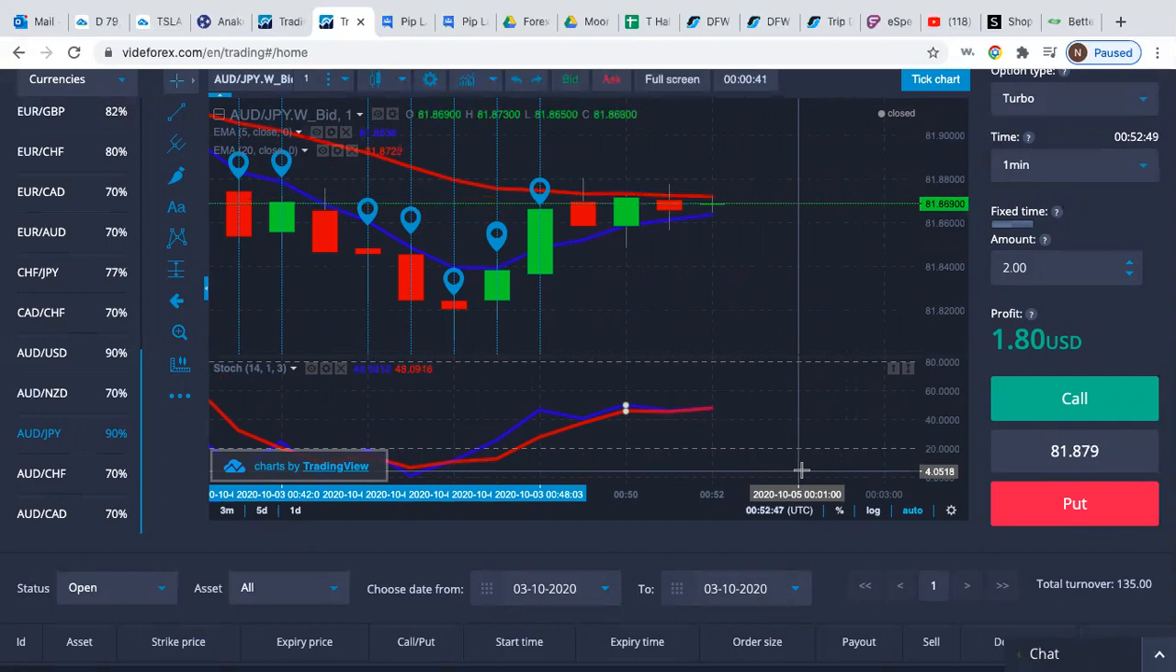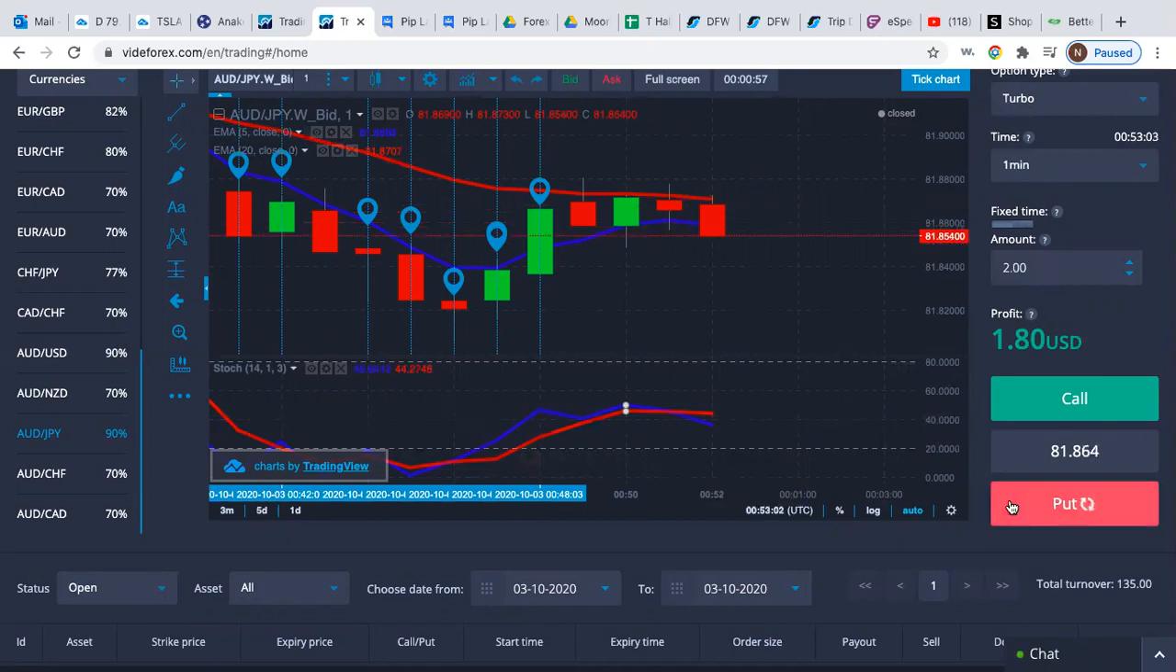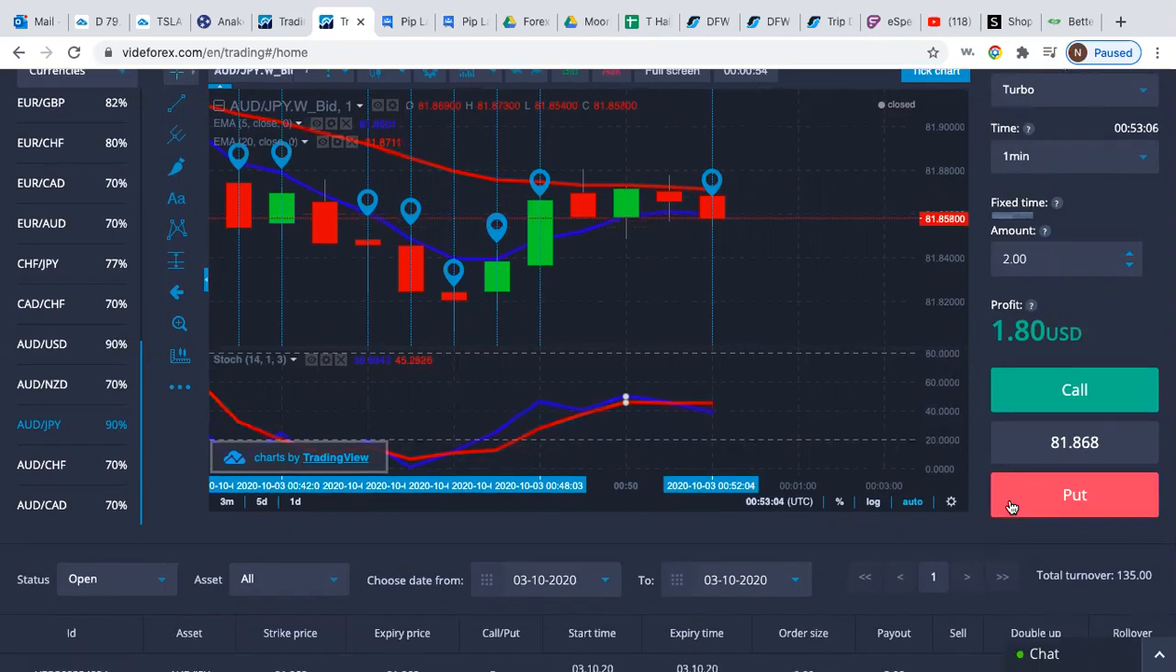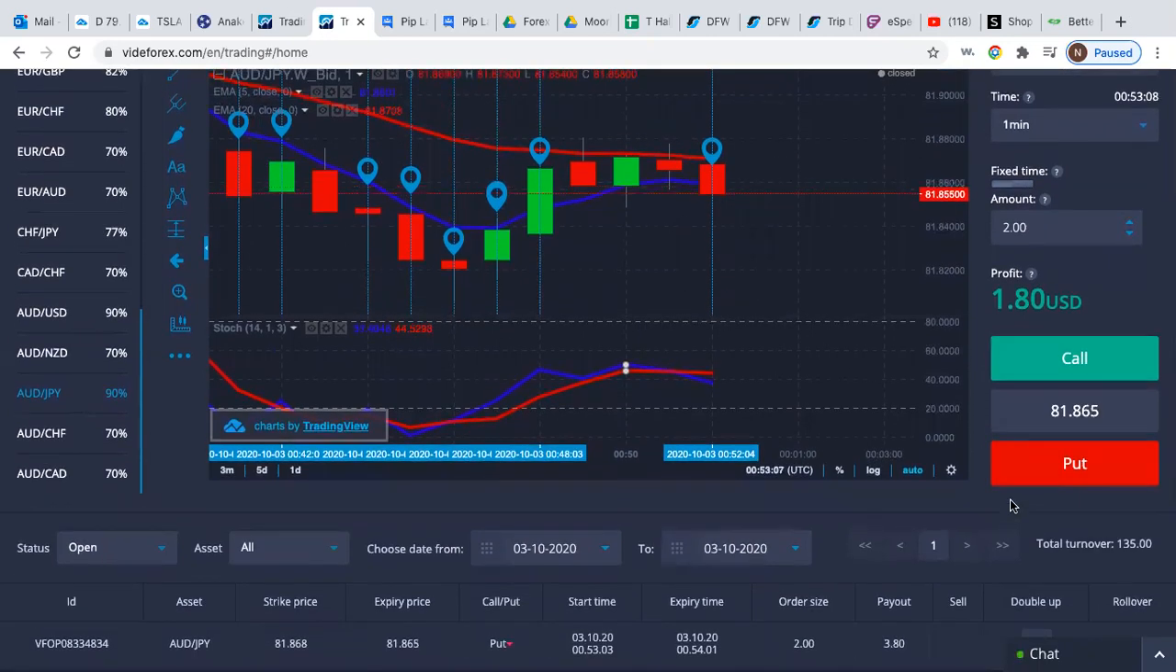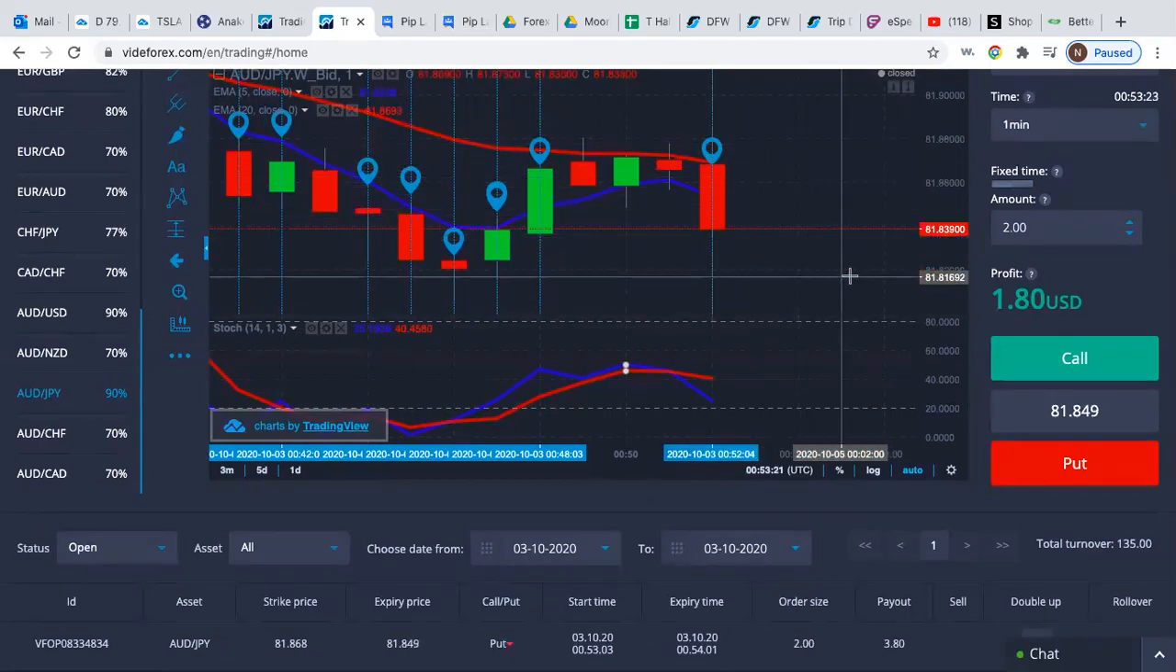So we're waiting. And I am also trading on 1 minute turbo. And I always trade low on Friday nights. We have a gap. So I'm going to enter a $2 put for 1 minute. Got a nice healthy candle. Nice and thick.